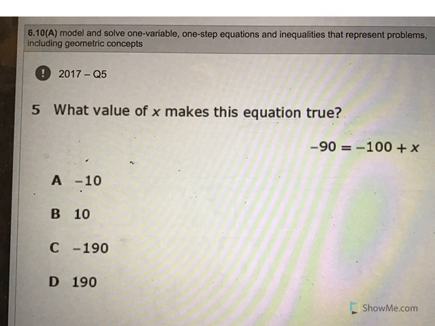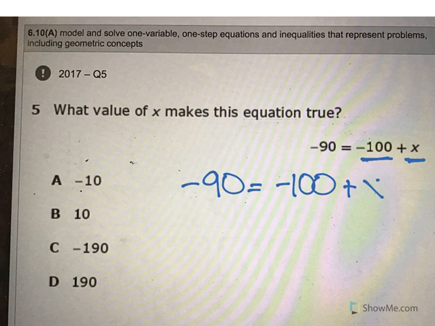All right. What value of x makes this equation true? So we can do it two ways. We can solve it algebraically, or we can just plug in the answers. Let's solve it algebraically first, see what we get, and then we can see how we can use the answers in case we ever get stumped. So I have a variable here, and then I have a negative 100 here. I need to isolate this x. I'm going to write it a little bigger here: equals negative 100 plus x.